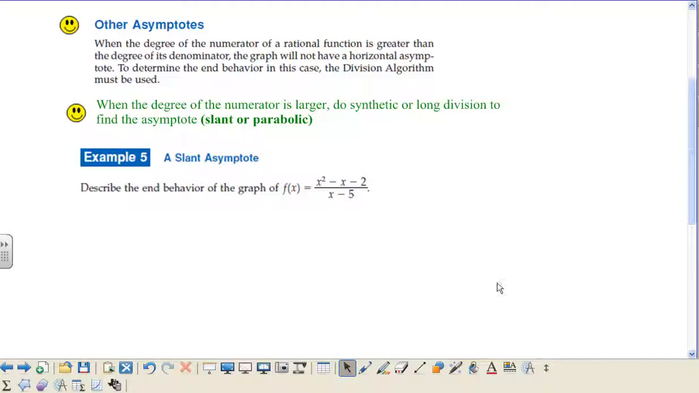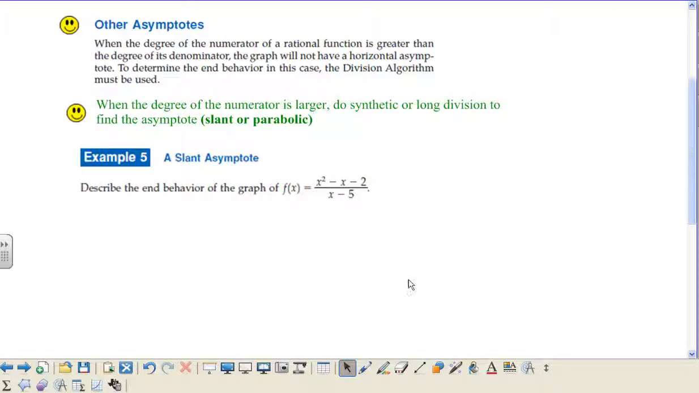Okay, today we're going to talk about the other asymptotes in rational functions. We've already talked about horizontal and vertical asymptotes, and the other asymptotes that you can have are what's called a slant or oblique asymptote and a parabolic asymptote, and these are all dependent upon the degrees of the numerator and the denominator. When we talked about horizontal asymptotes, the degrees were either the same or the degree of the denominator was greater. But with slant and parabolic asymptotes, the degree of the numerator is more.